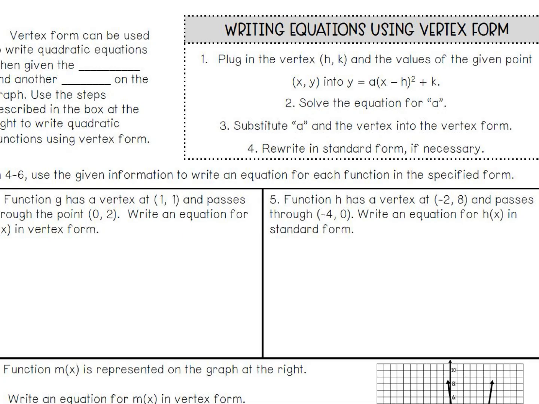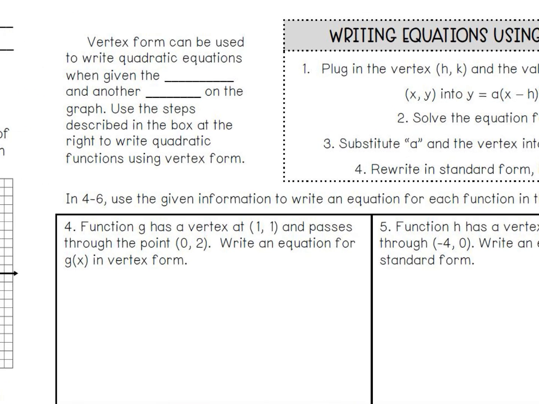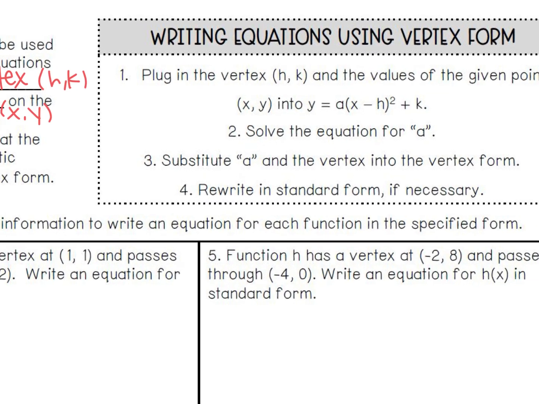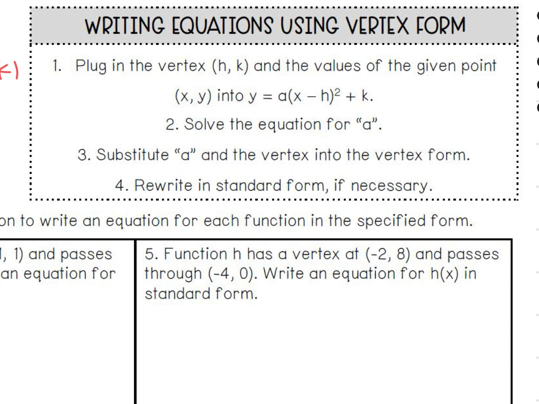Vertex form can be used to write quadratic equations when given the vertex and another point on the graph. So remember, the vertex is an h, k. It's that special h, k. It doesn't have any buddy points versus just a regular x, y coordinate. So we're going to talk now about how to write a quadratic function using vertex form, okay? Because it's used for a lot of different things. So to do this, we would plug in our h, k and our x, y. Remember, this is vertex form. This is on your formula chart. You don't have to memorize it. And we're going to have to solve for a.